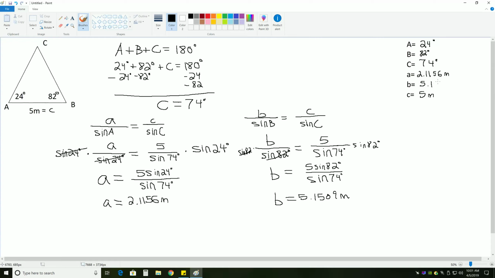And when we plug that into our final answer, we have now solved our triangle completely. So we will circle our answer, and we're done.